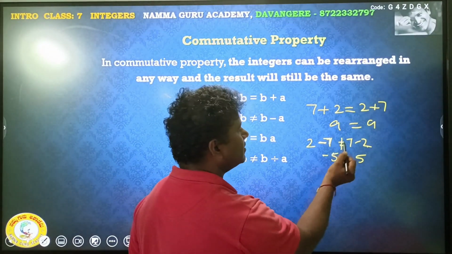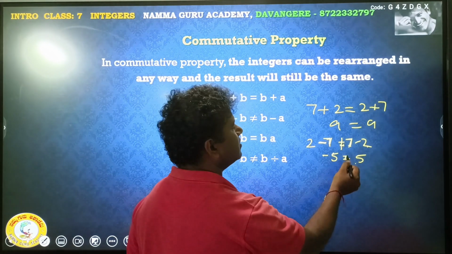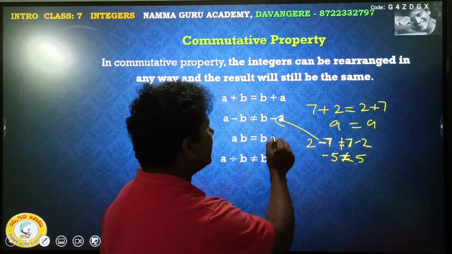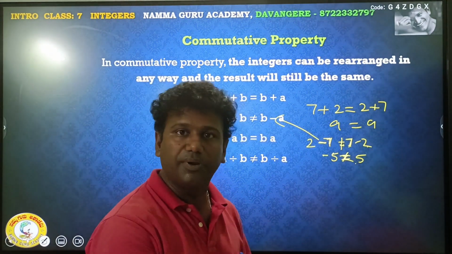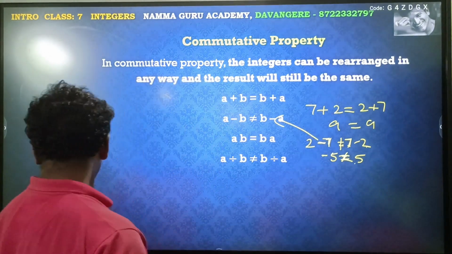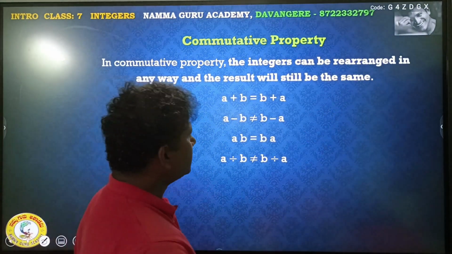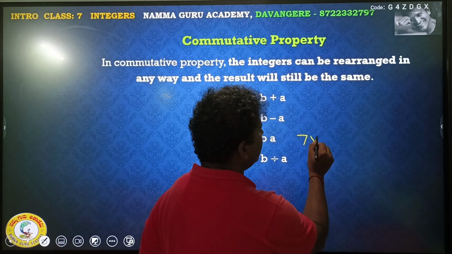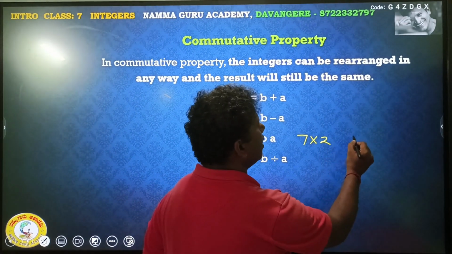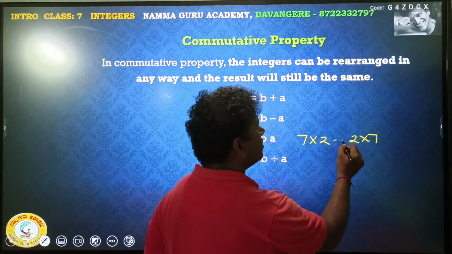Here it is minus. Here the bigger number's sign is plus. Have you understood? So it is not possible. By changing the order, if we subtract, the answer will not be the same. Have you understood? Next, multiplication. The same numbers we shall take: 7 into 2 or 2 into 7.